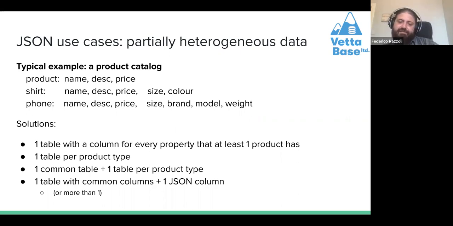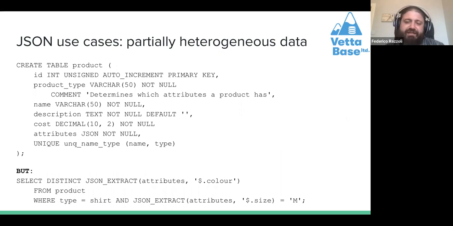So let's see how we can do this in practice. Okay, this is only one example, but it's probably the most common, and anyway, it's useful to show some interesting things that we can do with JSON data. So in this example, I create a product table with the columns that are common to all products. Then I have this attributes column of type JSON, and a unique index. Okay, cool.